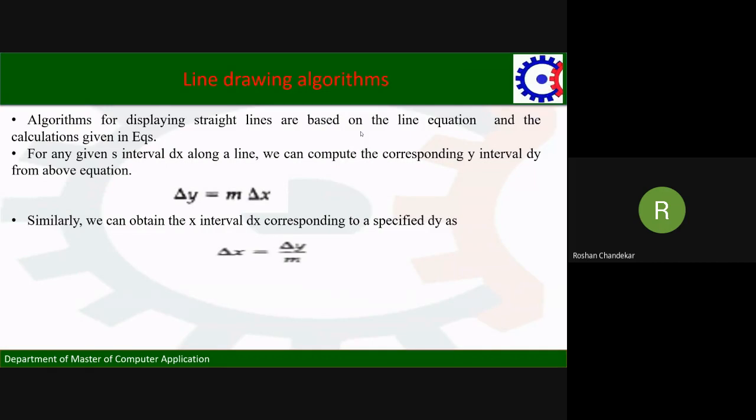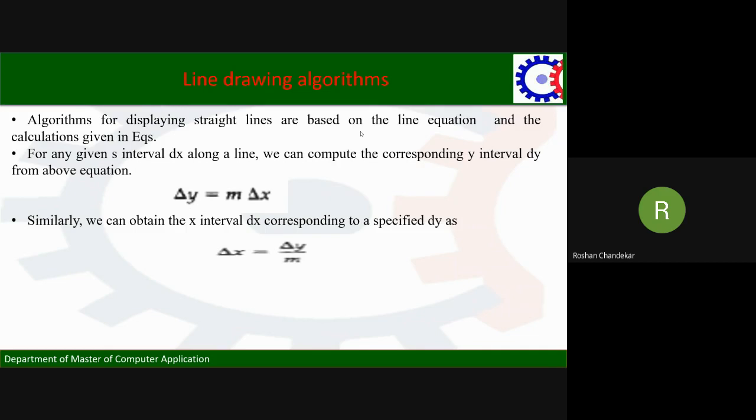So how does this equation come? For any given interval of delta x, that is x2 minus x1, along a line, we can compute a corresponding y interval delta y from the above equation, that is delta y is equal to m into delta x. And similarly, we obtain the x interval delta x corresponding to a specific delta y, that is delta x is equal to delta y divided by m.